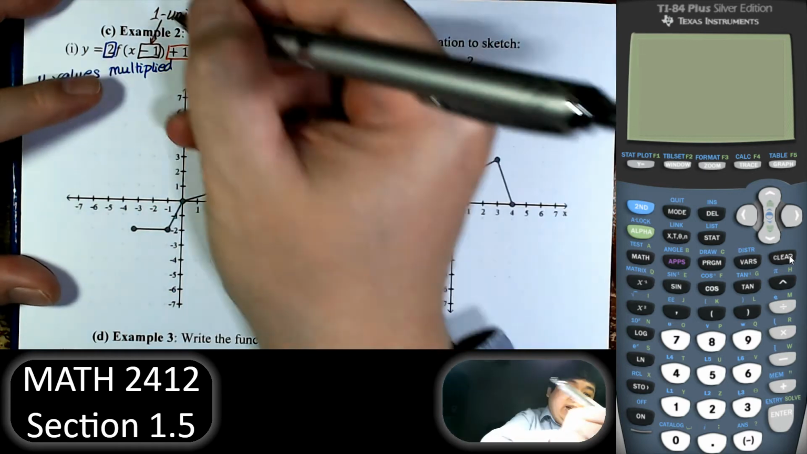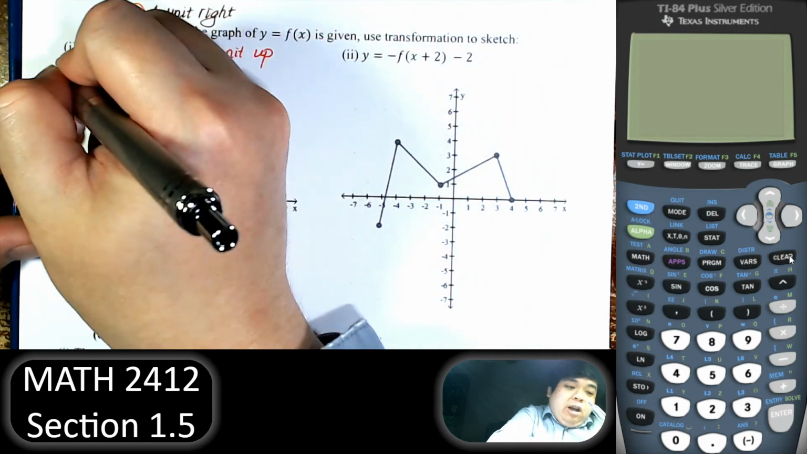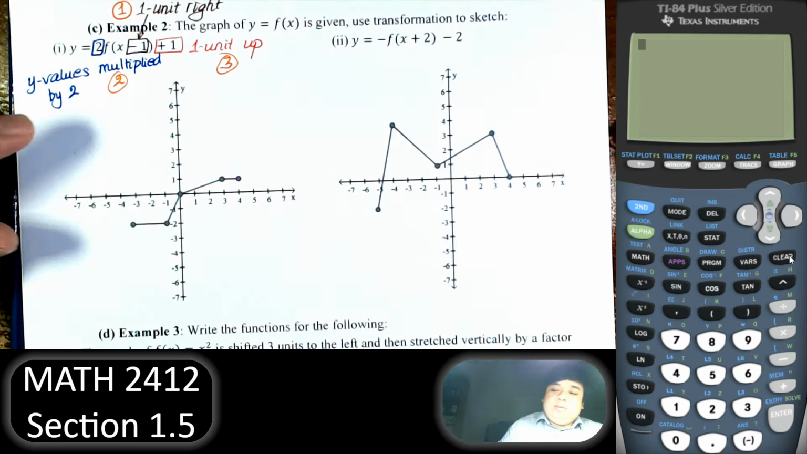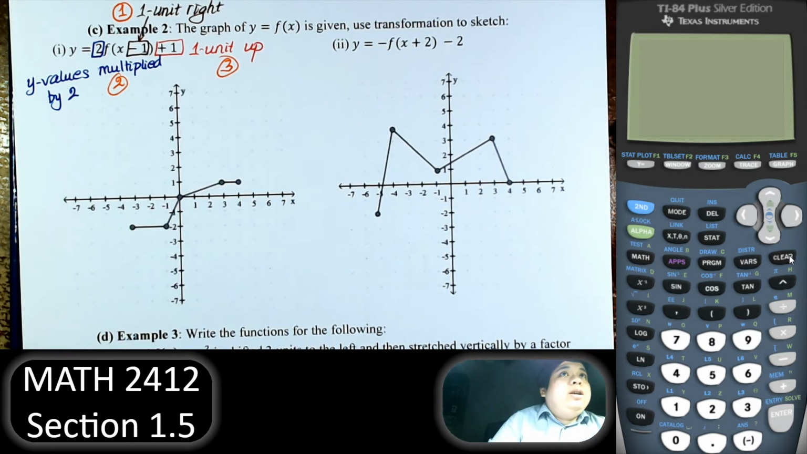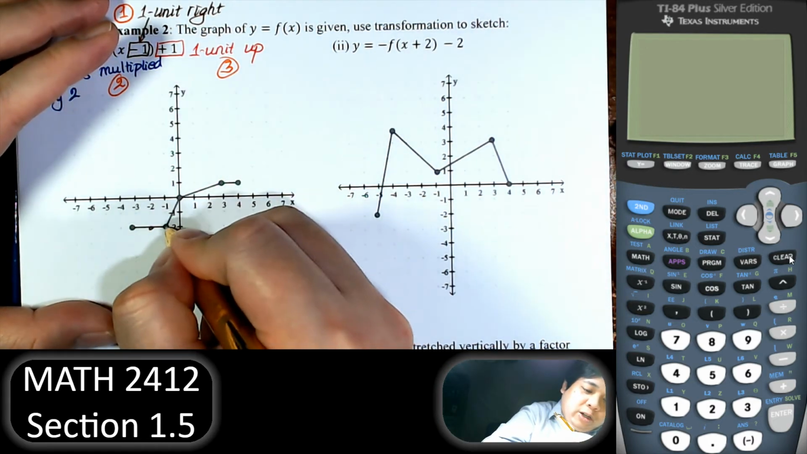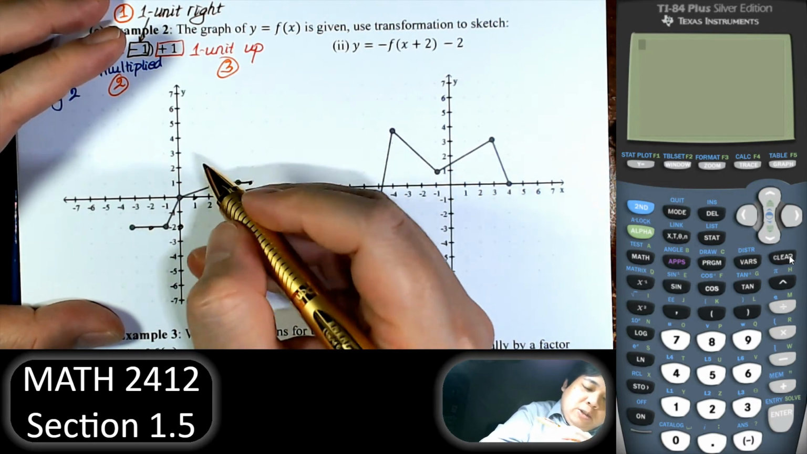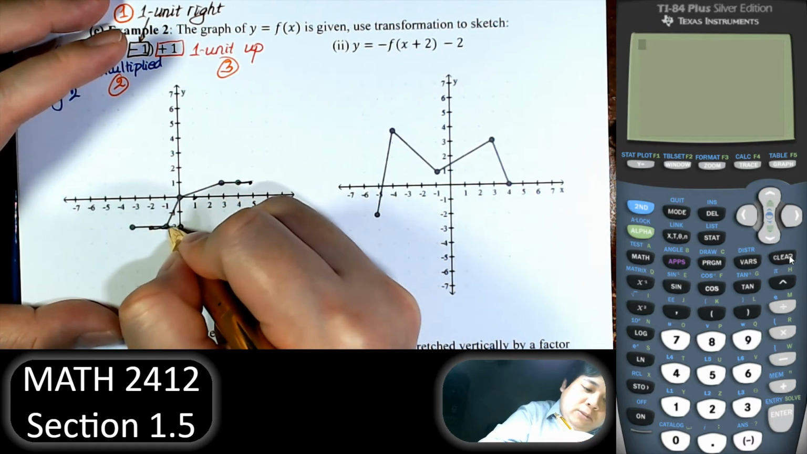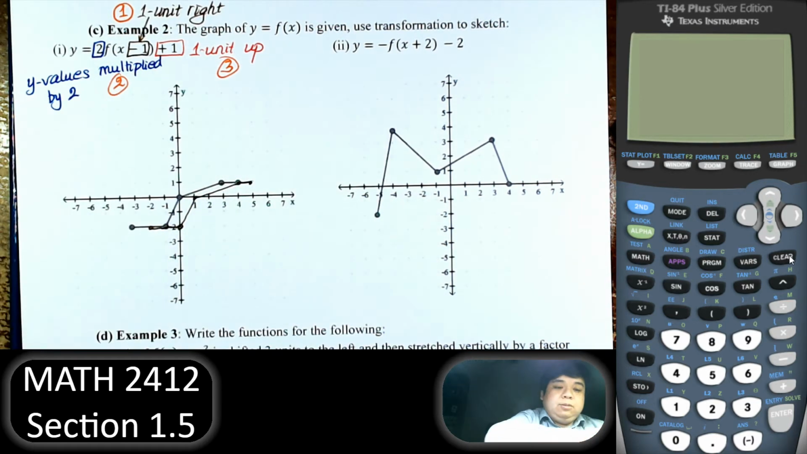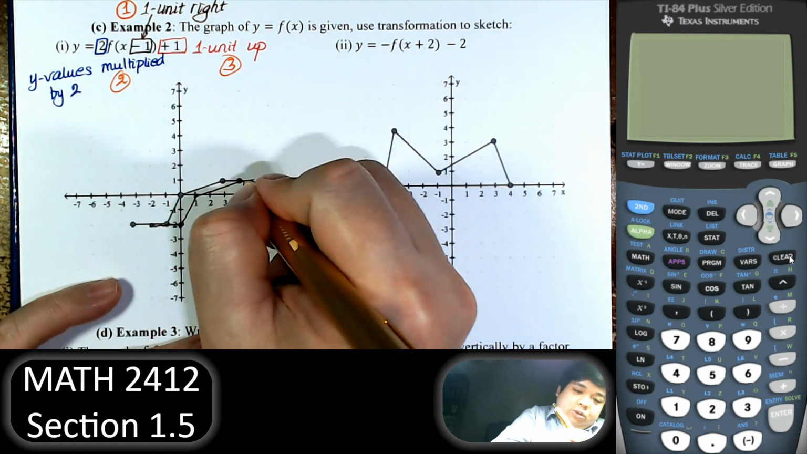Order of operations: inside first and then outside. On the outside, multiply first and then add or subtract. So 1 unit to the right. Simple enough, right? Just move everything 1 unit to the right.